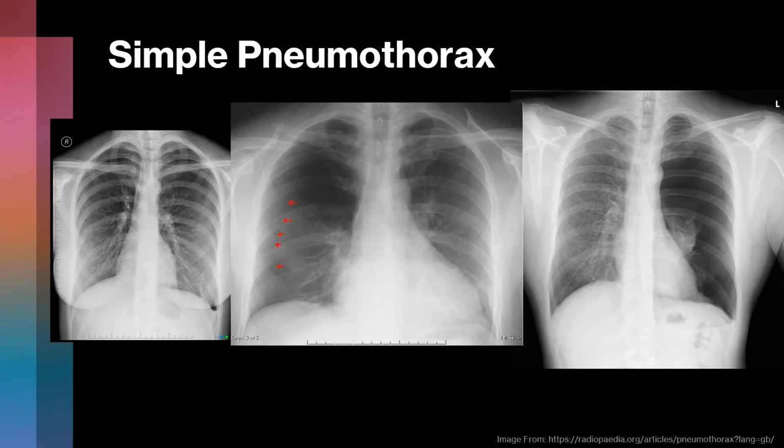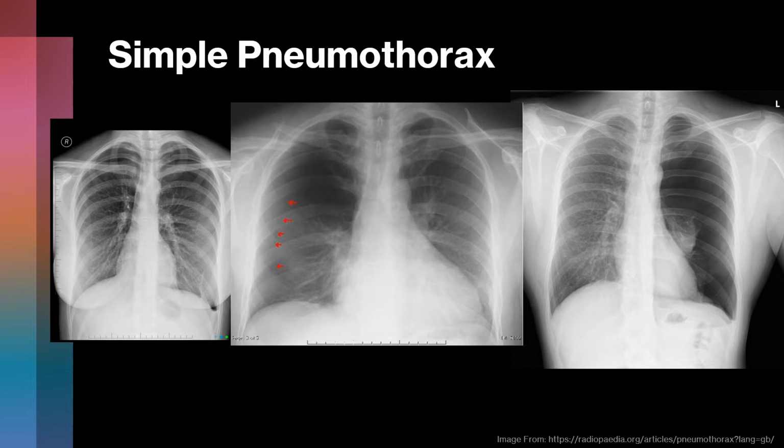So starting off with our simple pneumothoraxes, we can see three different examples on the screen, and there will be a complete loss of lung markings that will be peripheral to the line of the lung. So you can see in the central image, the line of the lung is outlined by the red arrows, and you can see to the left of that, there are no lung markings. So this is indicative of a collapsed lung, and on the right, you can see that the left lung has more or less completely collapsed.